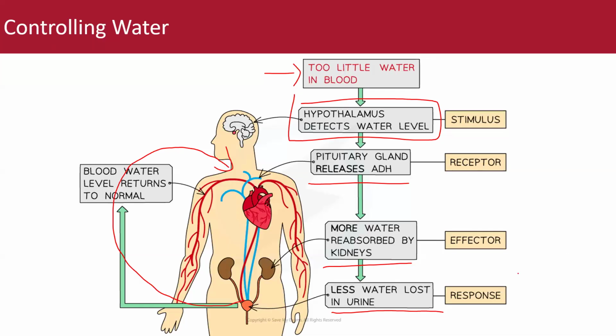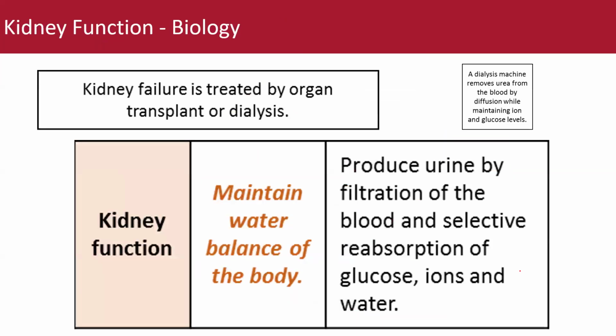Okay, so controlling water. Too little water, the hypothalamus detects. The pituitary gland releases ADH, antidiuretic hormone. More water is reabsorbed, less water is lost. Blood levels then go back up again. The kidney is also part of that. What the kidney can do is sort of filter out the water.